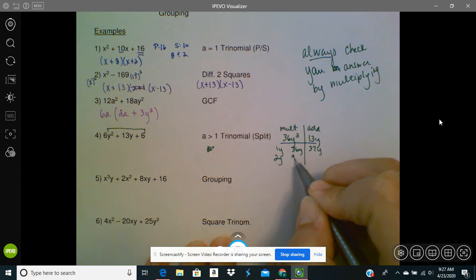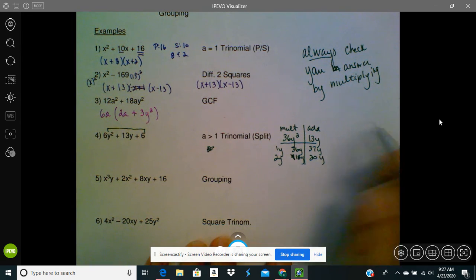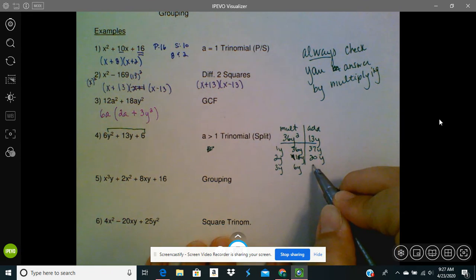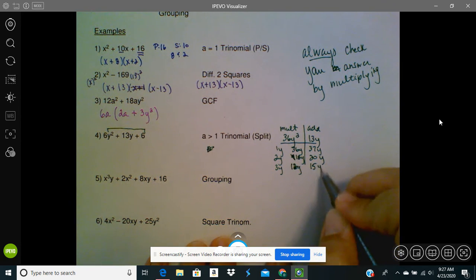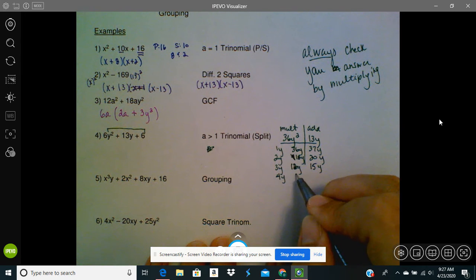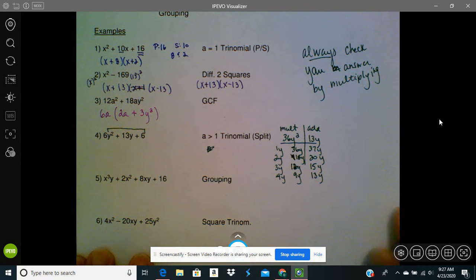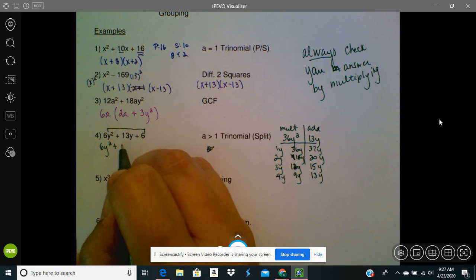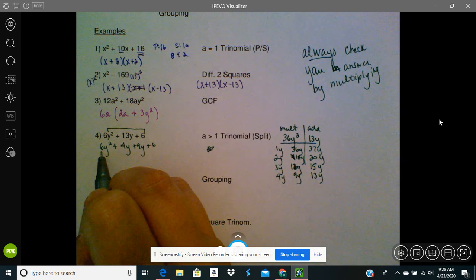2y times 18y. Oh, that adds to 20y. Nope. 3y times 6y. Goodness, 12y. My bad. This is 15y. 4y times 9y is 13y. Okay, that's the one that we want. So this breaks up to 6y squared plus 4y plus 9y plus 6.